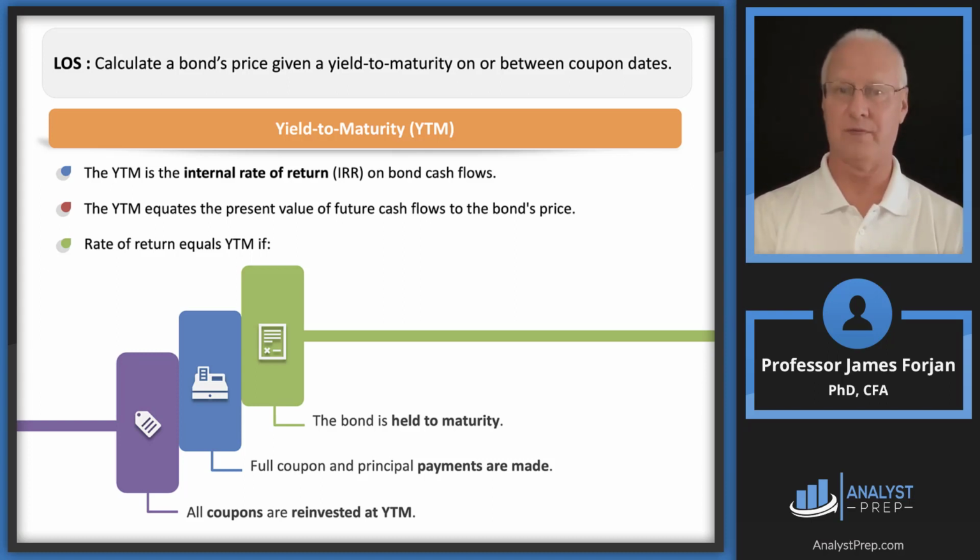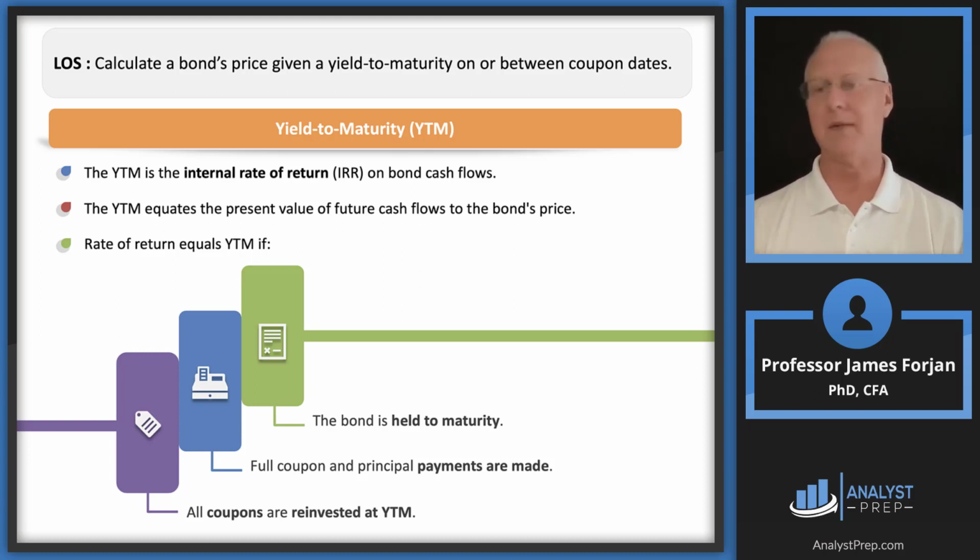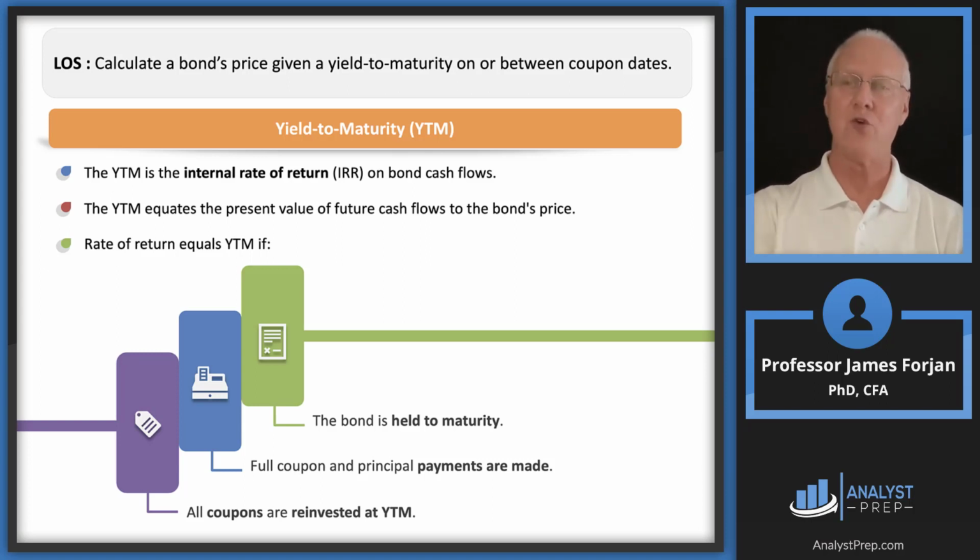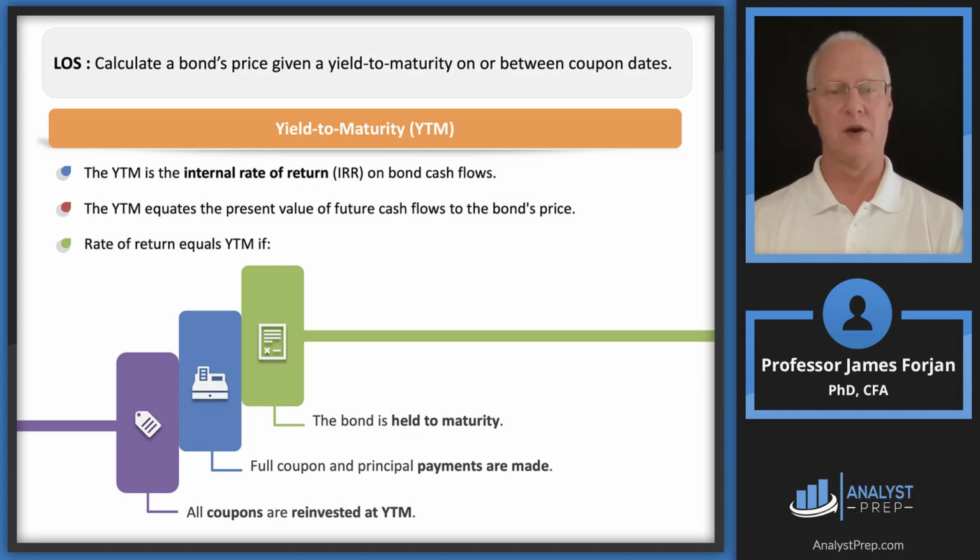And here's the really interesting assumption down at the bottom. All those coupons have to be reinvested at the yield to maturity. That means if the bond has a yield to maturity of, let's say, 10%, you receive all the coupon payments on time and you reinvest them at 10%. And then you receive that final principal payment at maturity date, whether it's 10 or 20 or 100 years from now, then you will have earned exactly that yield to maturity on the bond.